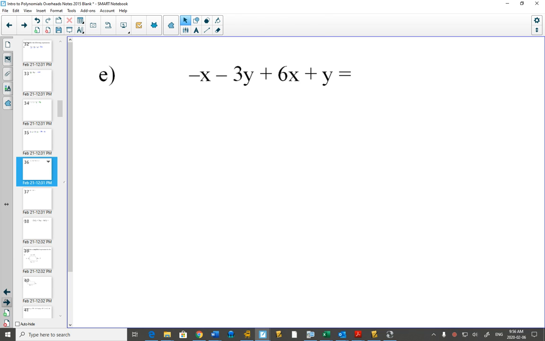Okay. First term has an x. Are there any other ones with just an x? 6x. Perfect. I'll underline that in blue. Next one is the 3y. That's different, so I'll squiggle line it in green. Any other ones have just y? Yes.